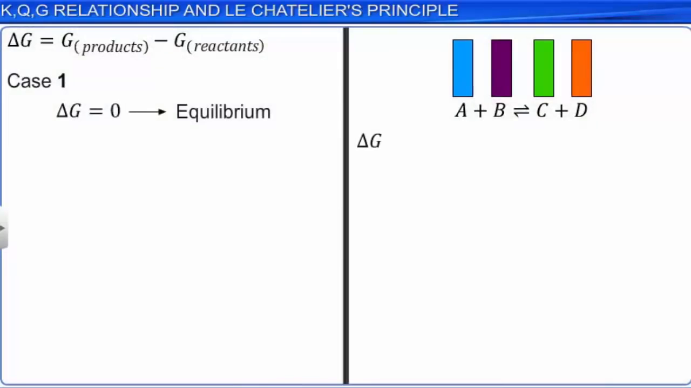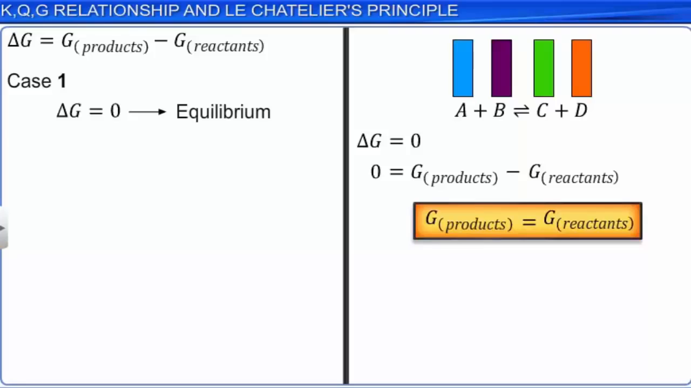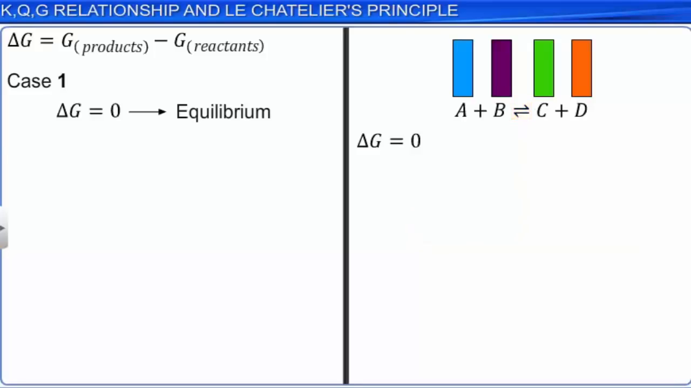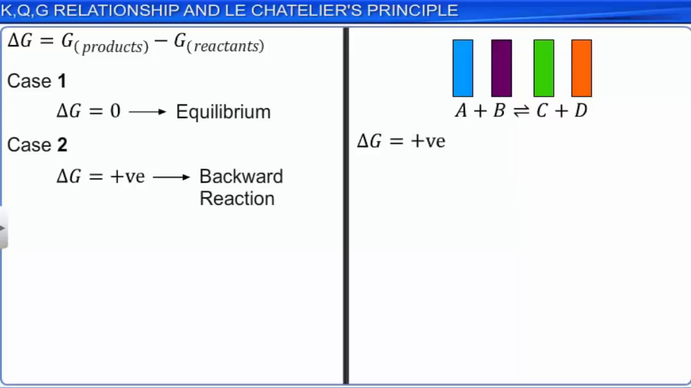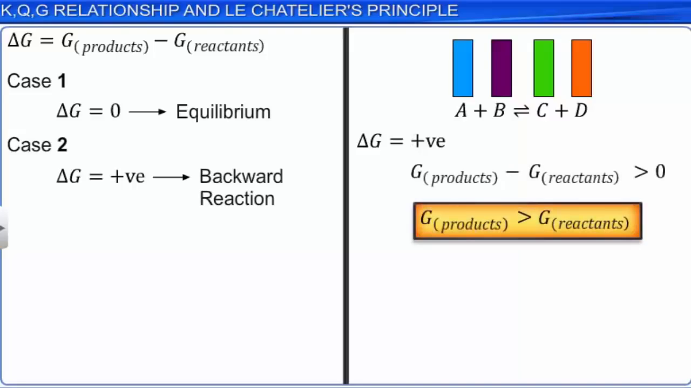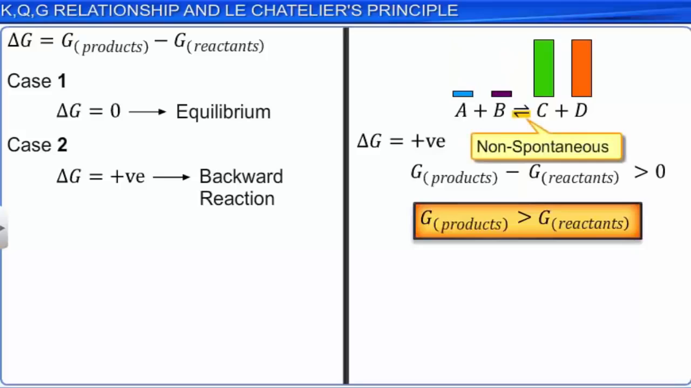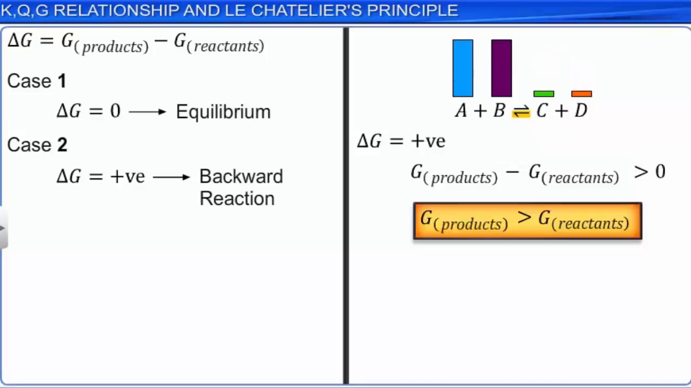When ΔG is equal to 0, it means that the Gibbs energy of the products is equal to the Gibbs energy of the reactants. At this stage, the system is said to have achieved equilibrium. When ΔG is positive, it means that the Gibbs energy of the products is greater than the Gibbs energy of the reactants. Hence, the reaction is considered non-spontaneous and proceeds in the backward direction. In other words, the products are converted back into the reactants.